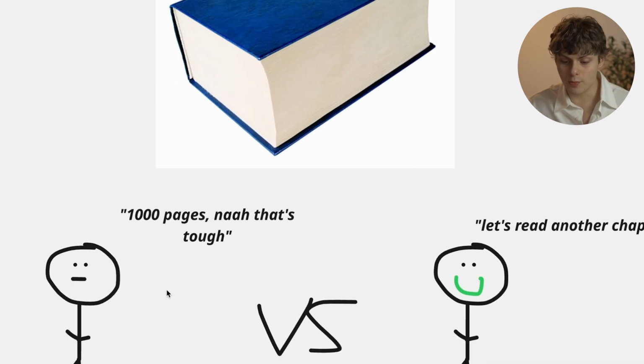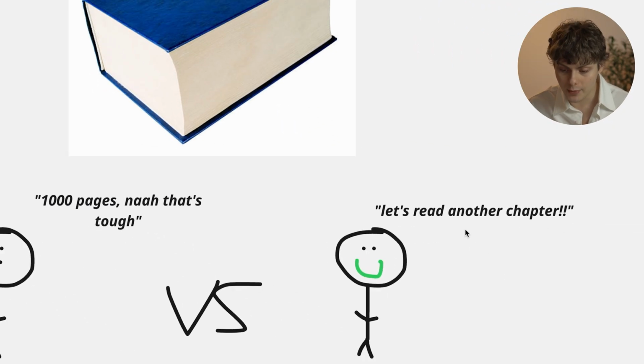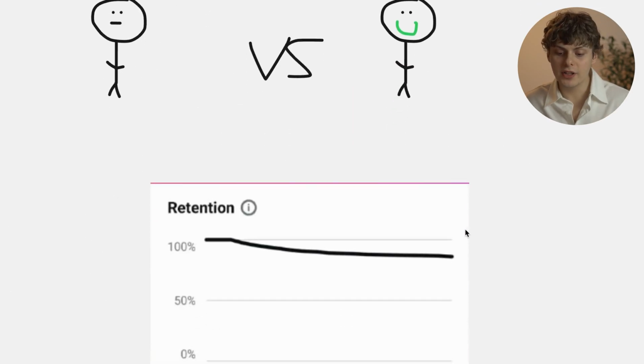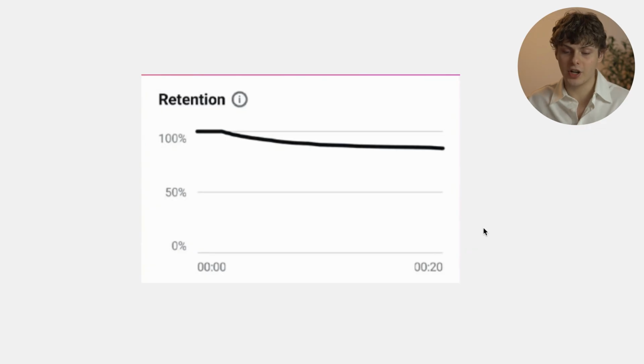By opening and closing, constantly doing that. Opening and closing loops for them. Think about it, instead of having a 1000-page book, you break it down into small chapters that will allow the viewer to feel that they are making progress, which will ultimately create a perfect retention graph just like this one.